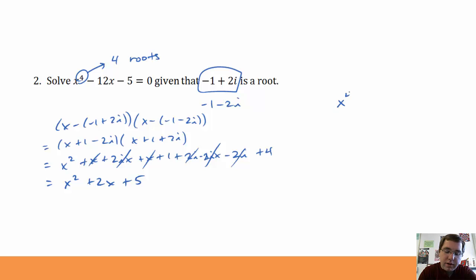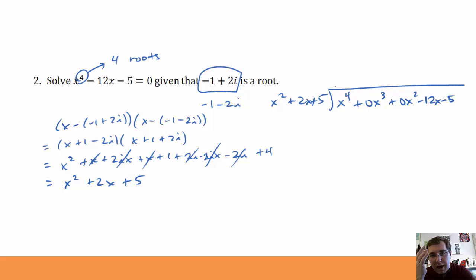I can take my original equation, x to the fourth minus 12x minus 5, and I'll put in zeros for the x cubed and x squared terms, and I can divide that by the quadratic factor that I know, x squared plus 2x plus 5, and since that is a factor of it, I'll have a remainder of 0 and another quadratic factor, and I'll be able to solve that one to find the other 2 roots. So this is where polynomial long division comes into play.